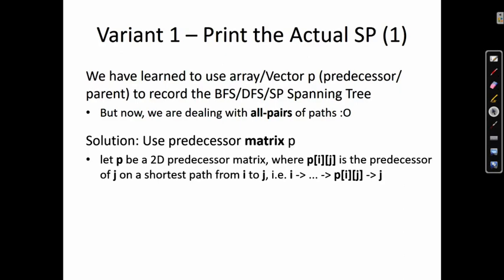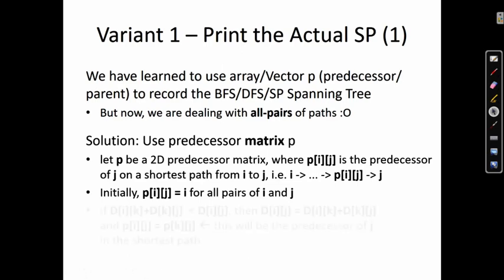Let P[i][j] be the predecessor of j on the shortest path from i to j. Between i and j there's a path like this, I go all the way to j. Just before j, its predecessor, is basically P[i][j]. That's the predecessor of j along the path from i to j. That's what you store. So how do you update your predecessor matrix? Basically, initialization: P[i][j] is just assigned to i, for any pair i and j.